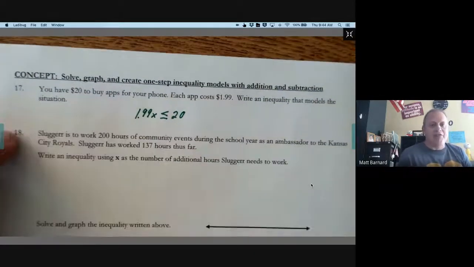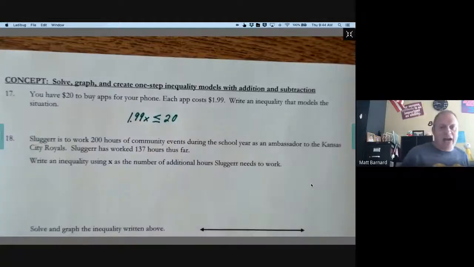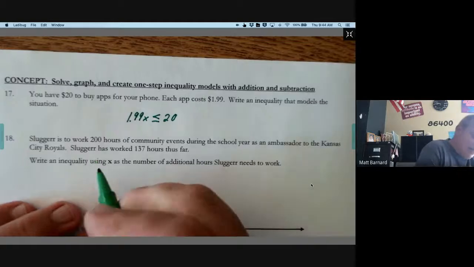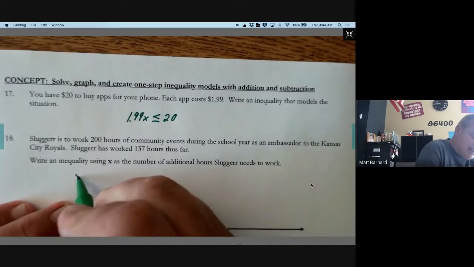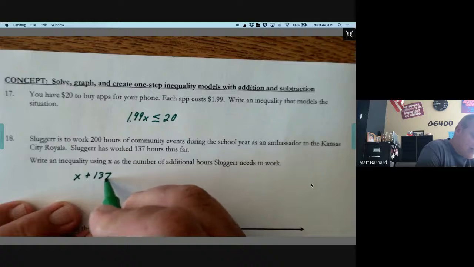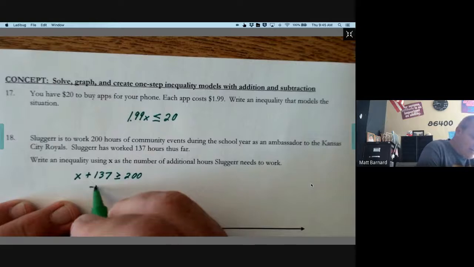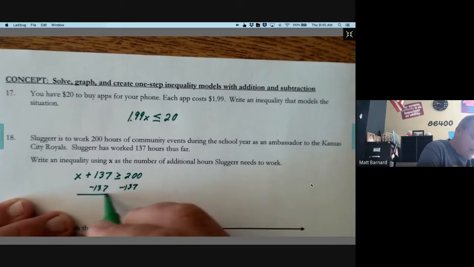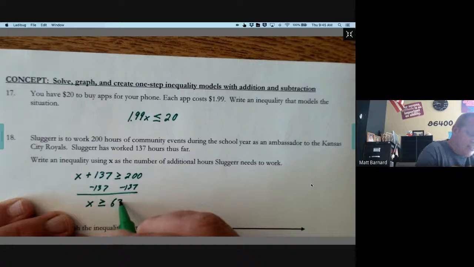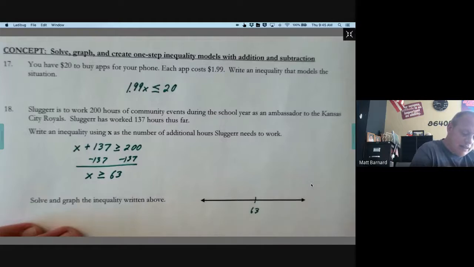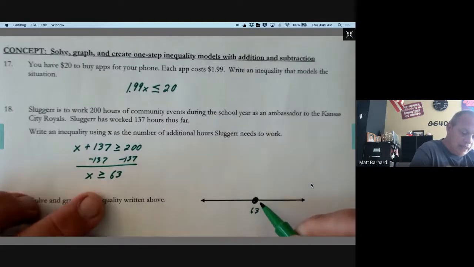We got our old pal Slugger for the Kansas City Royals. Got to work 200 hours of community events. Slugger's worked 137 hours so far. We got to write this as an inequality. So it's okay if he works more than that. But let's see. So he's got x more hours plus his 137 has got to be greater than or equal to 200. So if we took 137 away, we find out that he's got to work at least 63 more hours. If we graph that, we can put 63 here, closed circle because it's equal to, and greater than.